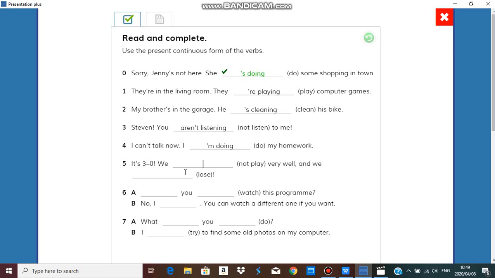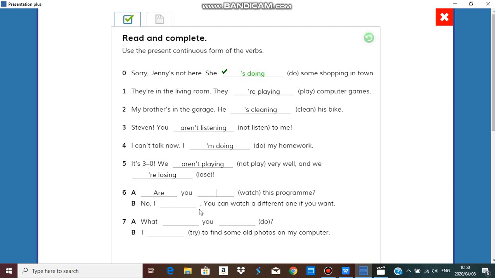It's 3-0. We aren't, sorry, we aren't playing very well, and we're losing. We're losing. This is a dialogue, A and B is a dialogue. It's not the starting of the sentence.